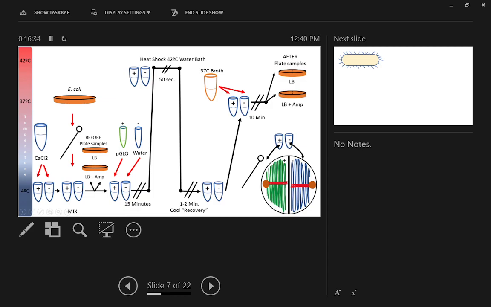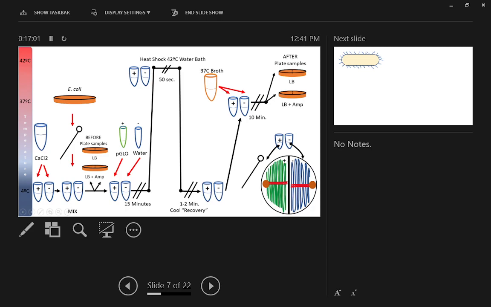The water bath is going to be set to 42 degrees Celsius, and you're going to dunk them in for about 50 seconds. Double check when you put it in the water that it's set to 42, that the temperature reads 42, because if it doesn't, you're going to have problems. It can't be higher because it'll kill the cells, and it can't be lower because then it won't basically make the conditions good for allowing the DNA to go through the cell walls.